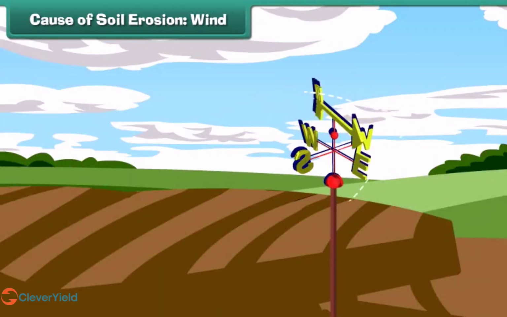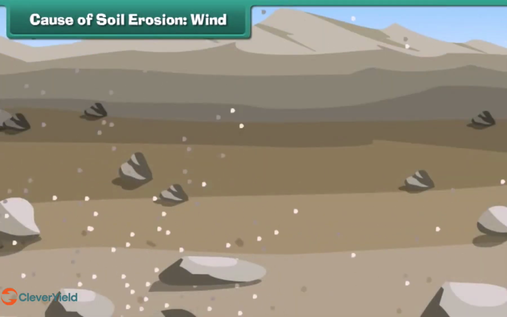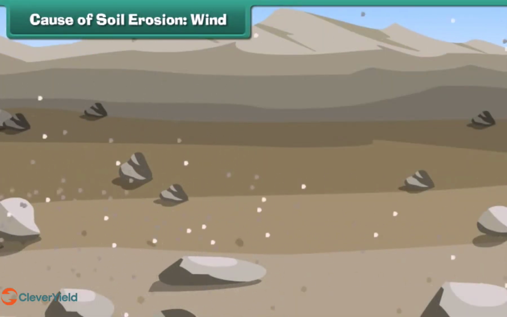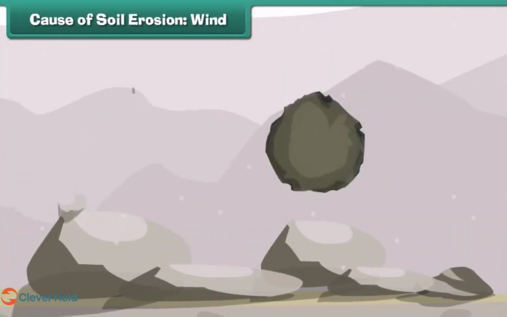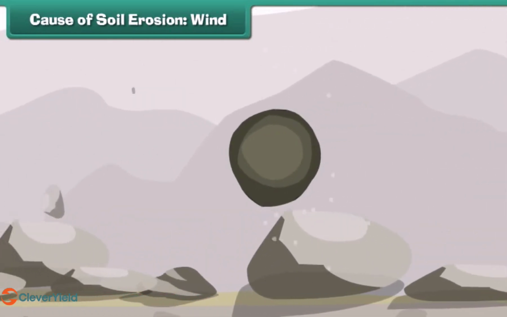The other agent responsible for soil erosion is the wind. Wind picks up the finer soil particles and takes it to the other location. During storms, the heavy wind takes away the bigger soil particles to a distant place, and that causes soil erosion.